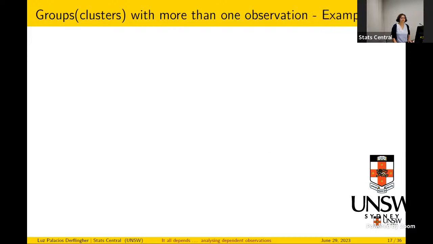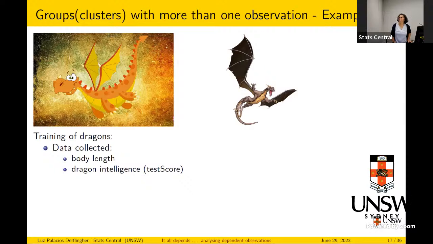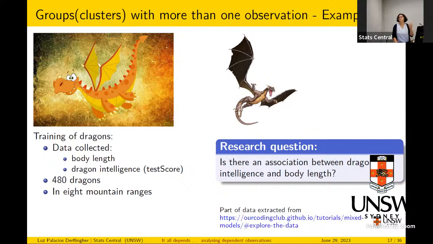So then an example, let's say that we have dragons, and we train those dragons to see if they become more intelligent or not. So we have data on those dragons. We have the body length and the dragon intelligence, that is called test score. We have 480 dragons, and they're measured in 8 mountain ranges. The research question: we want to know if there's an association between dragon intelligence and body length. A weird example, I know, and I got part of the data from this link.